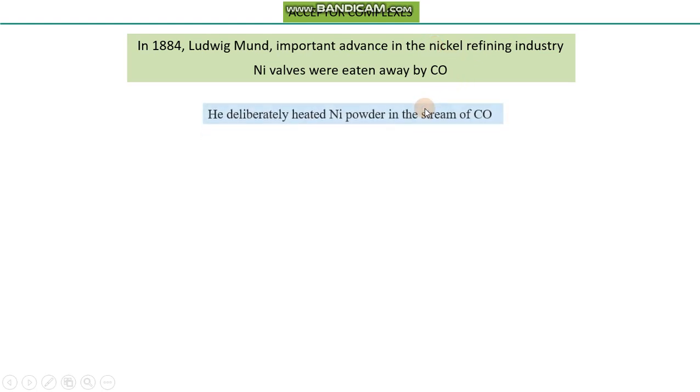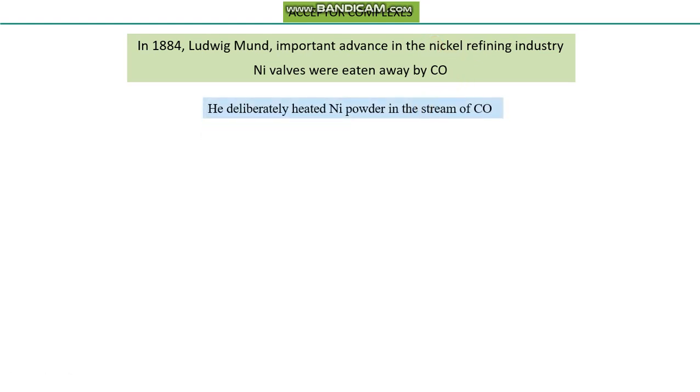Now, what Ludwig Mond did, he deliberately heated nickel powder in a stream of carbon monoxide. Whenever we are talking about nickel powder, it was definitely impure nickel from raw material, and in a stream of carbon monoxide, at high temperature, carbon monoxide was treated with this nickel powder. What happened? He produced a volatile nickel carbonyl complex, and in coordination chemistry this is tetracarbonyl nickel(0).